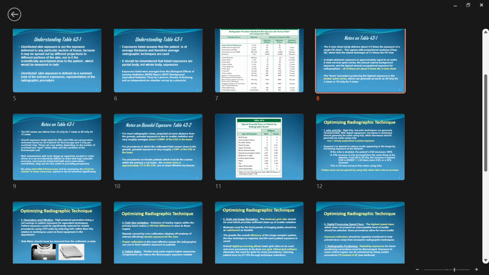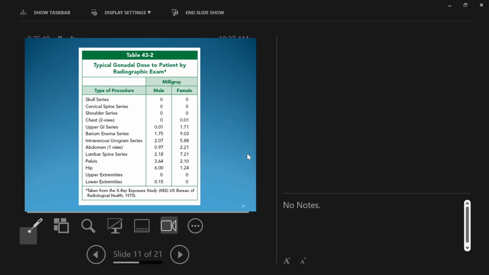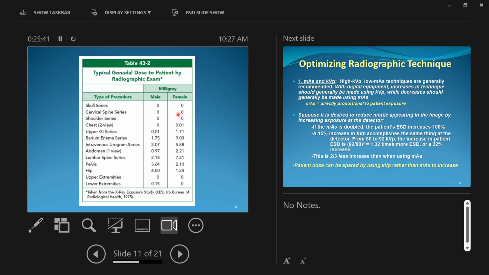Let's talk about this next table. This next table that we're going to look at here, 43-2, is gonadal dose to patients by exam. What are the gonads and why do we care about them? So let's start. What are the gonads? Testes in males and ovaries in females. Good. They're the part of the organism that can create the reproductive cells, right? Testes and ovaries. Okay, so that's what they are.